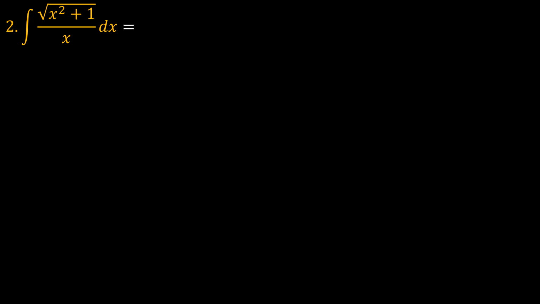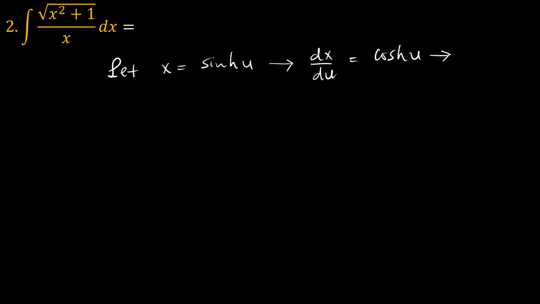So my first inclination is to say let x be equal to the hyperbolic sine of u. And what does that mean? It means that dx du is equal to cosh of u. Therefore, we can substitute for dx with cosh u, or hyperbolic cosine u du. So that's an important first step.